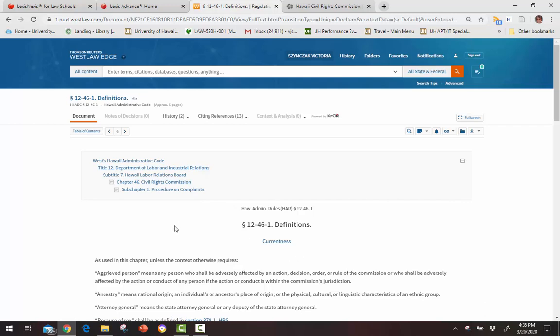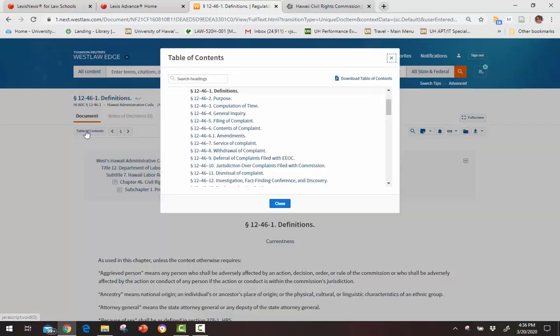Yeah. And you can use the table of contents too to give you the context for the rest of the regulations. So you see all of these regulations, and a lot of it has to do with bringing a complaint to the Civil Rights Commission. So when we were talking about administrative courts, this would be the procedure you would follow if you were going to bring a complaint to the Civil Rights Commission. Exactly.